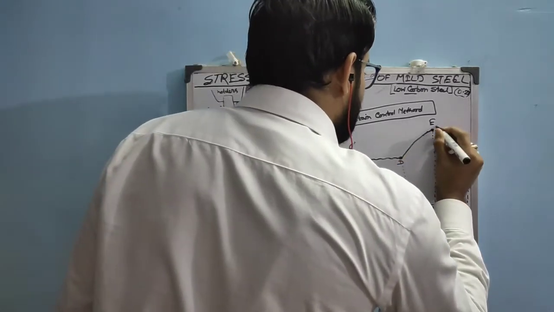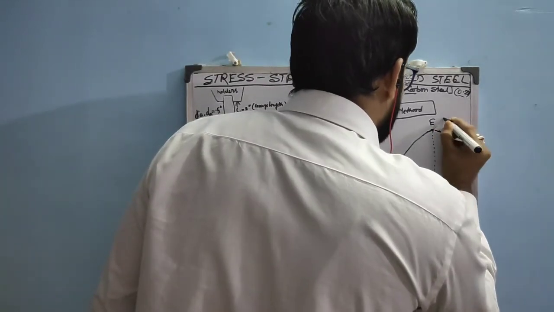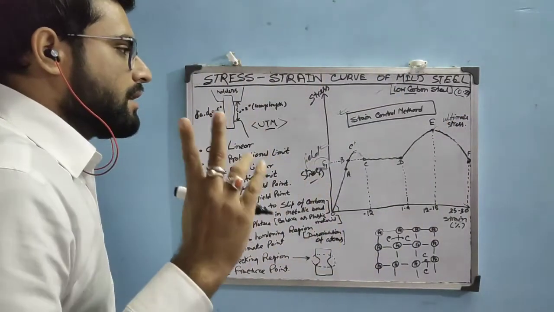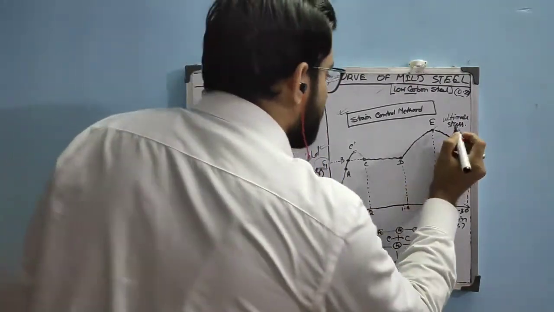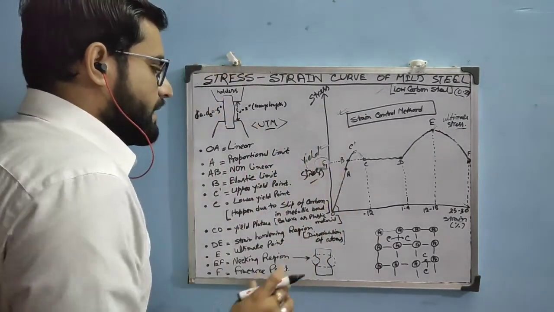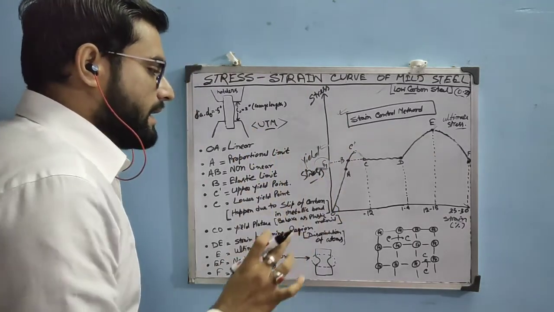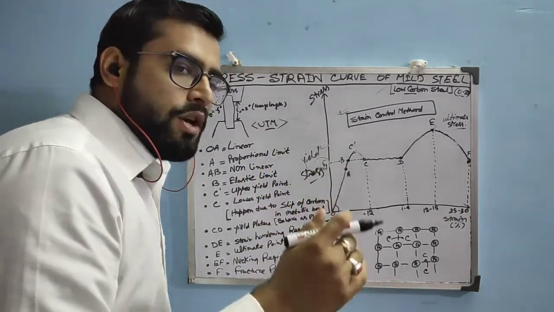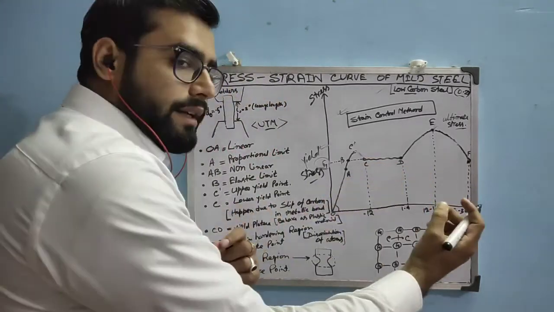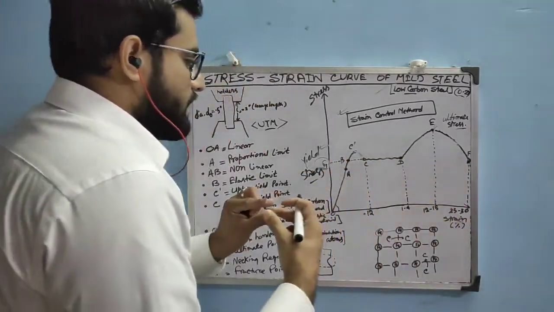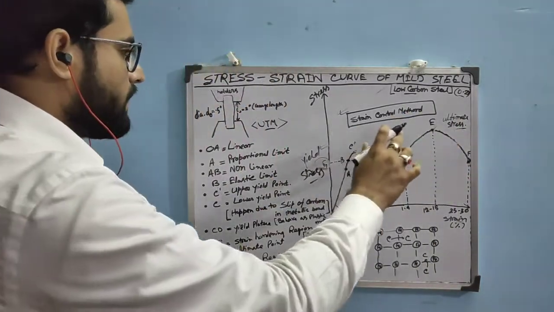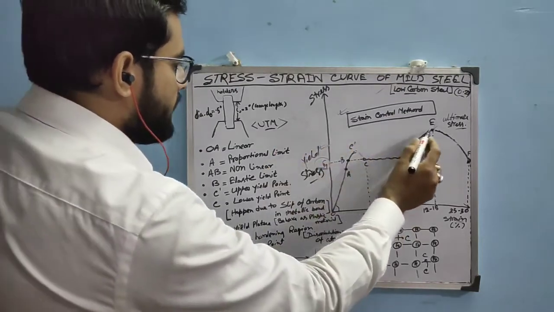This is called the ultimate stress point. We get two types of stress. One is ultimate stress, that is the maximum value, and the second one is yield stress. After yield stress, the material is excessively elongated, and here we get the ultimate stress. After ultimate stress, the EF region comes.